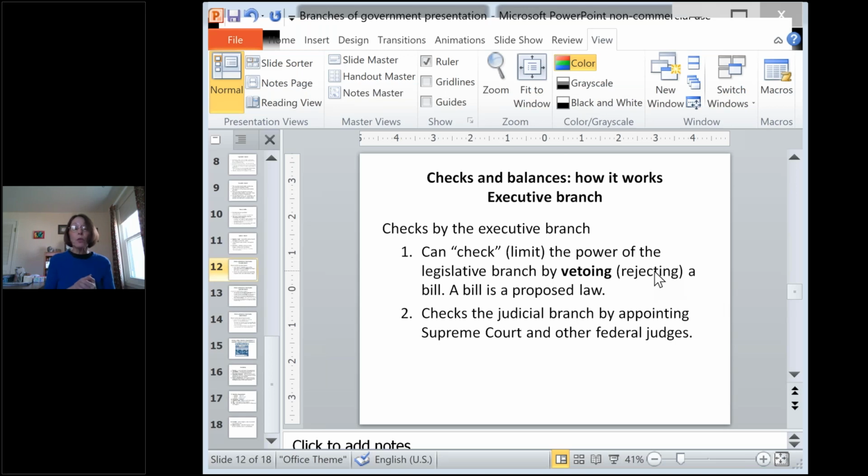They also check the judicial branch, or limit the courts, by appointing the Supreme Court and other federal judges. That means the president gets to pick the people appointed to the Supreme Court and other federal judges. Okay, so that's how they limit the power, because they get a say. Okay, that's the executive branch.